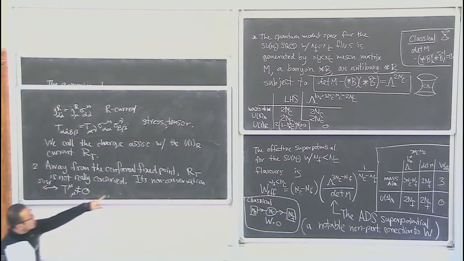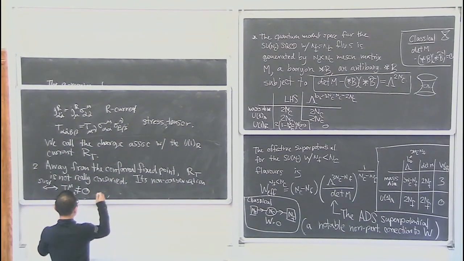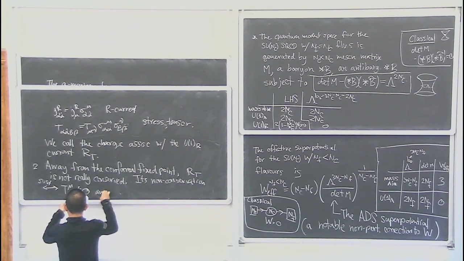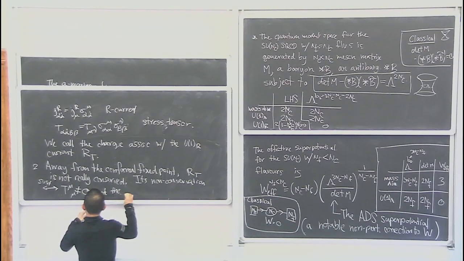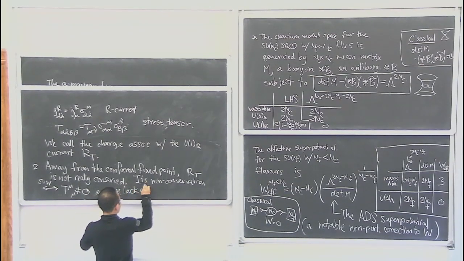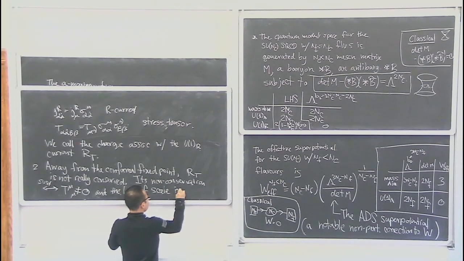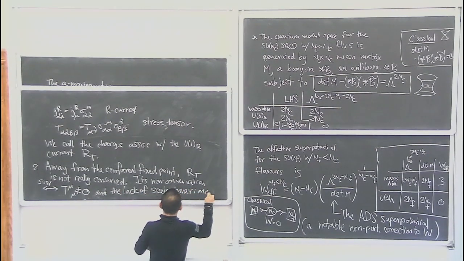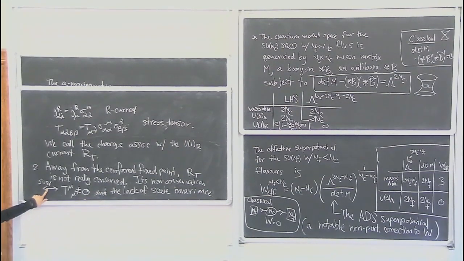And by SUSY, it is related to R of T. This breaks scale invariance. This non-conservation is related by SUSY to this thing, and this is the lack of scale invariance. Okay? So away from the superconformal point, this is not a conserved current, because supersymmetry relates this J to the T, and T^mu_mu is non-zero away from the superconformal point. Therefore, it's non-conserved.